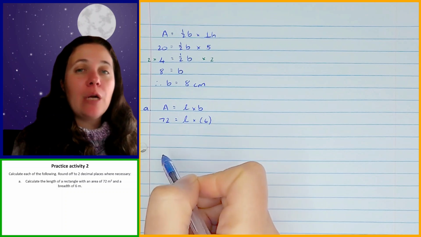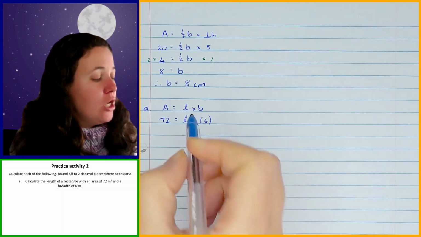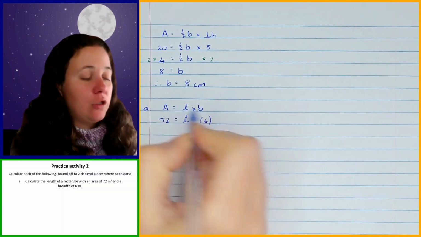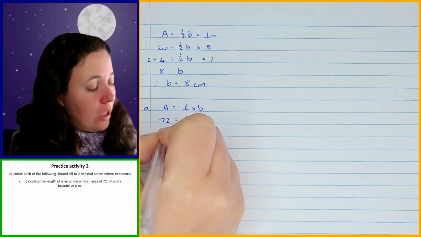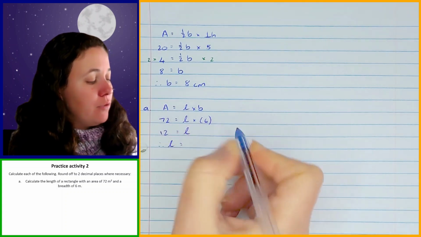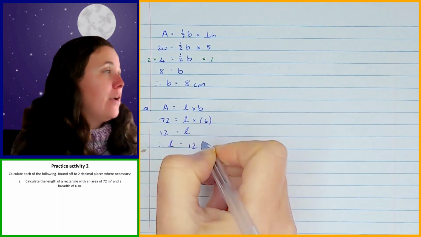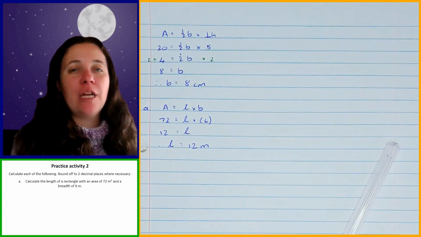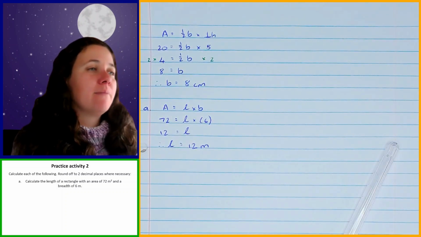Now we need to solve this equation. So I'm going to divide by the 6 to get rid of it on this side over here, and I'm going to divide by 6 on this side as well. And that gives me 12 equal to L. So that means that the length of this rectangle is 12 meters. That's what you should have got for question A. Right, then question B.